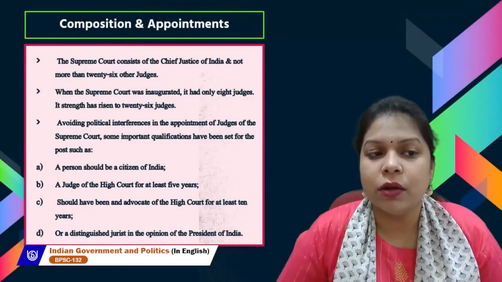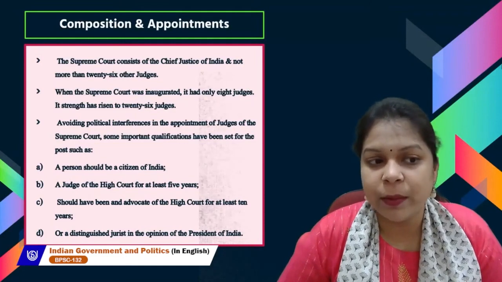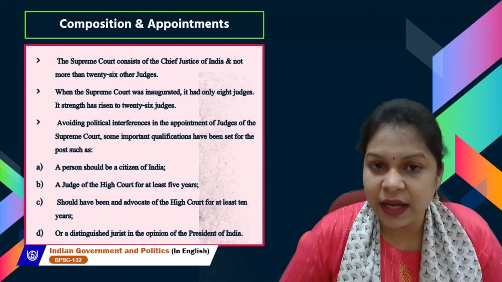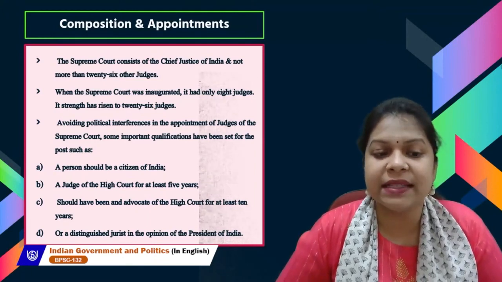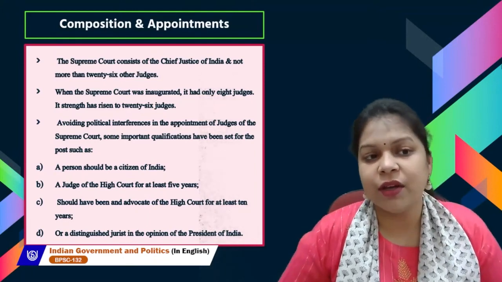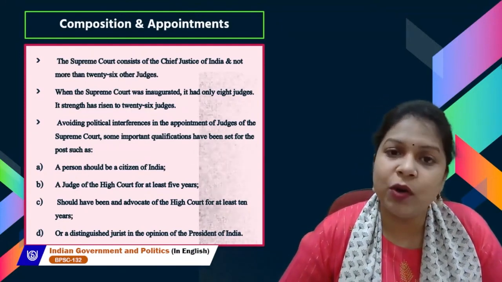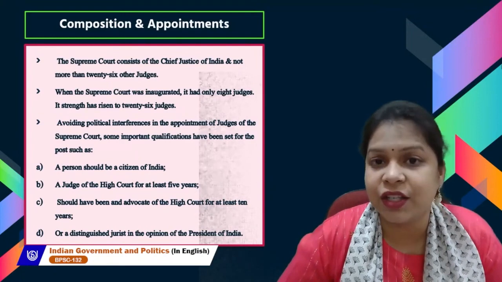Let's talk about the composition and appointments in the Supreme Court. The Supreme Court consists of the Chief Justice of India and not more than 26 other judges. So, what is the composition of the Supreme Court? There will be one Chief Justice and not more than 26 other judges.